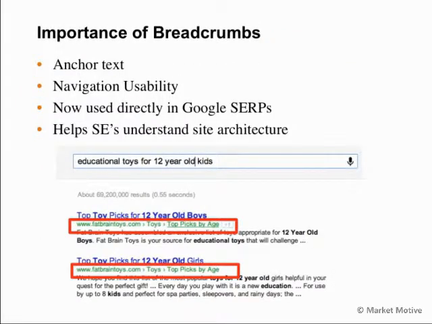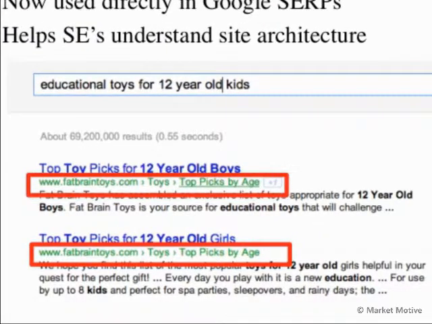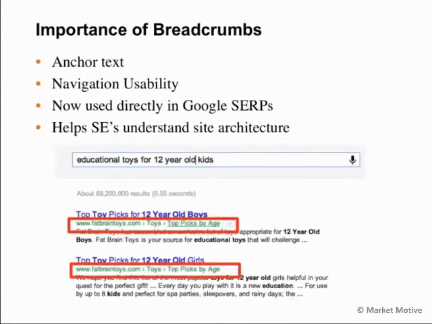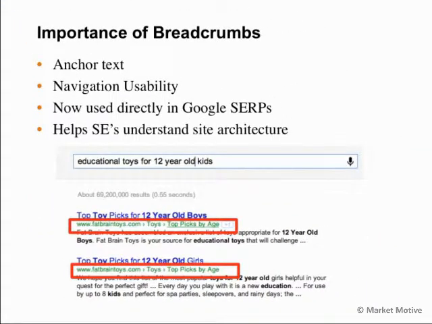So why are these so important? Well, they serve as anchor text for your website. Again, they give Google those signals of relevance as to what the page is about. It's good for navigation usability, telling your users where they are on the website and helping them find their way around and shop or navigate the site a little bit easier. It's used also directly in the Google search results now. You can see the examples below where there's toys and top picks by age when we get the results from Fat Brain Toys here. So it just really helps search engines understand your site architecture a little bit better. It's a wonderful best practice. There's lots of SEO benefits and lots of navigation and usability benefits here with breadcrumbs.